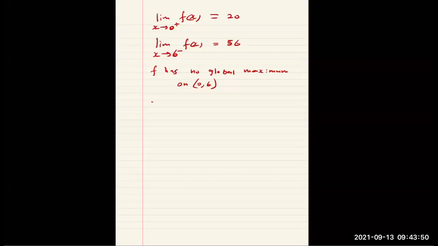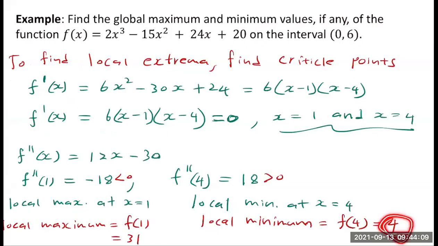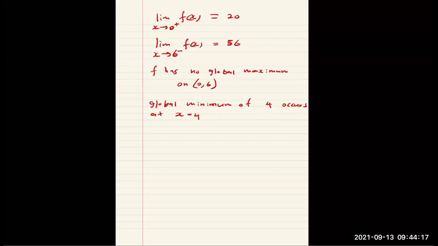So we write global minimum of 4 occurs at x equal to 4. Notice that both values are 4, because the y value is 4, and your x value is also 4. That means the minimum value is 4. The location of the minimum is x equal to 4. All right, that completes that example. This is an example where you don't have a global maximum, but you have a global minimum.